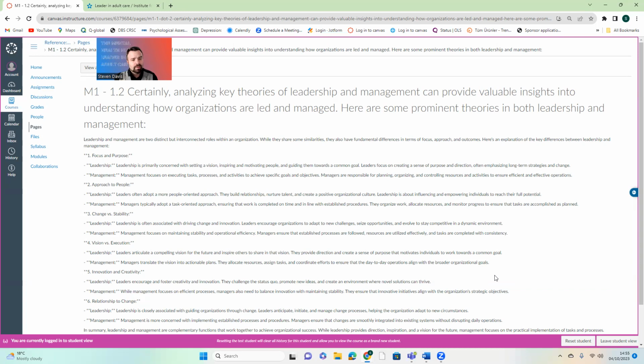Number two, we're looking at approaches to people. Leaders often adopt a more holistic approach. They build relationships, they look at nurturing, they're very positive, where managers, again, are very focused on task-orientated outcomes. So very focused on getting bits done and don't necessarily look at this long-term talent and nurturing that talent.